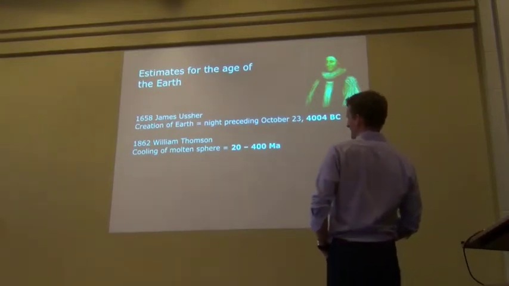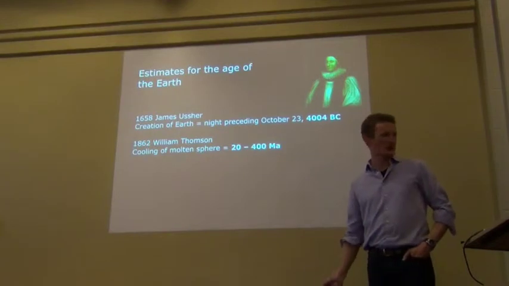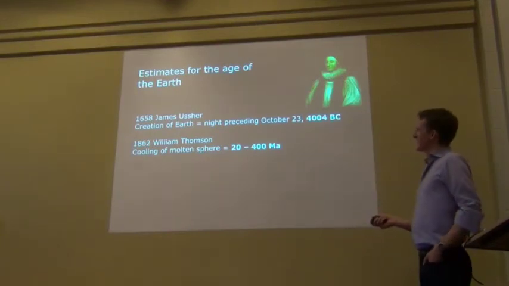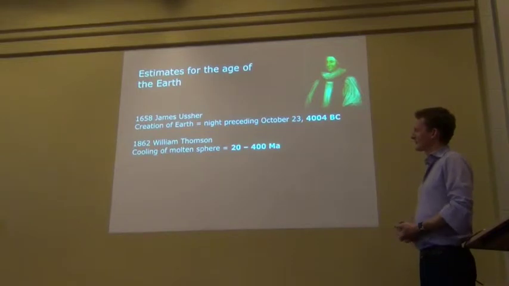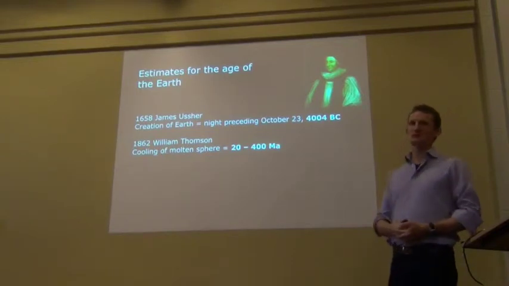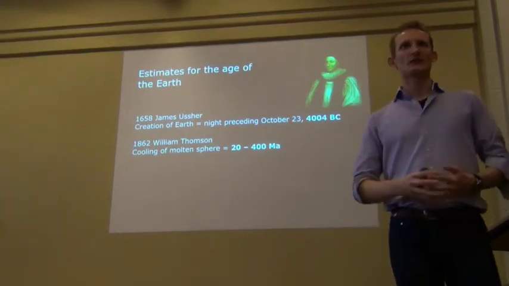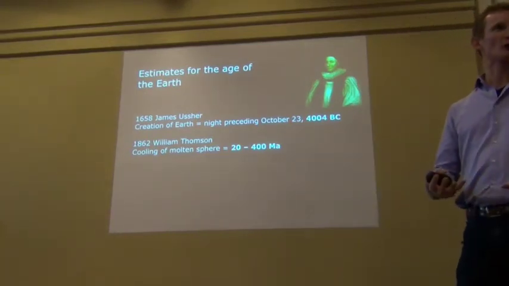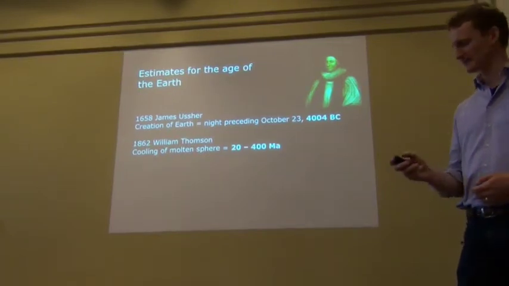Okay, so in 1862, a famous physicist, William Thomson, he was English as well, like me. He calculated that if the Earth was initially molten and you cooled it down, it would take between 20 and 400 million years to make the surface solid. So if the Earth is initially magma, it's hot, really hot. This is how long it would take for it to cool down.